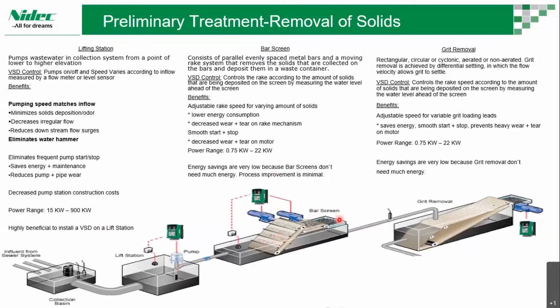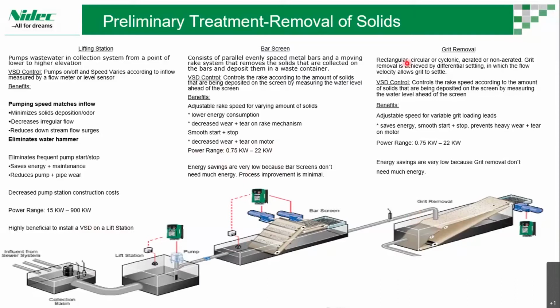Coming to the bar screen, which is the second step, we have a bar screen and fine screen part here. This has a motor that takes care of the screening portion, and we can control this motor based on the water level ahead of the screen. Here the saving will not be much because the power range is very low, up to 22 kilowatt. Over the overall system we can see 3 to 4% saving, but in this particular area the saving is comparatively less.